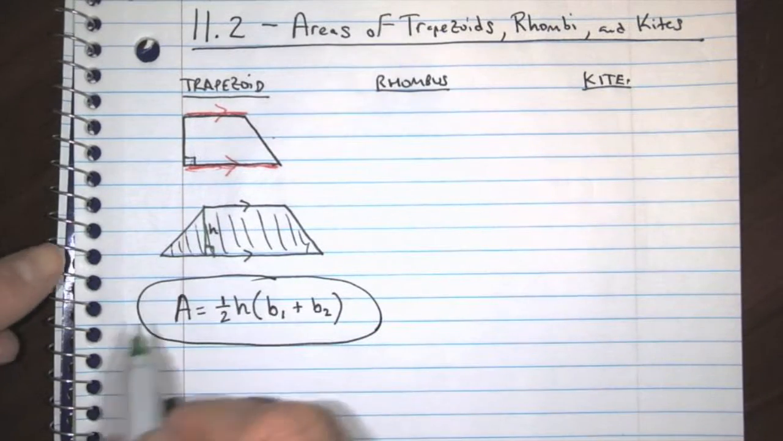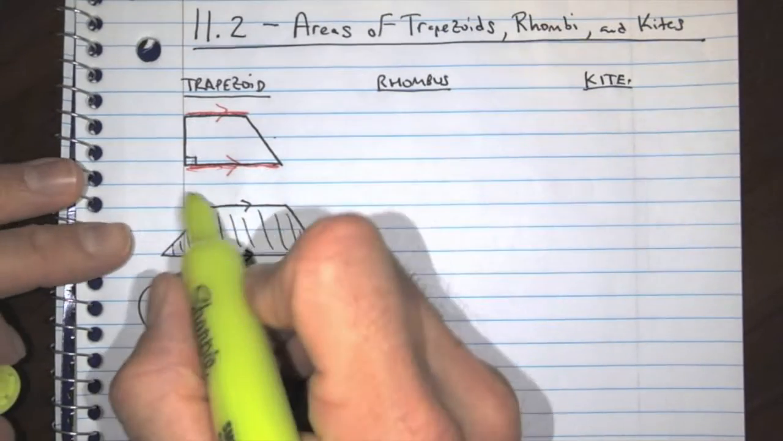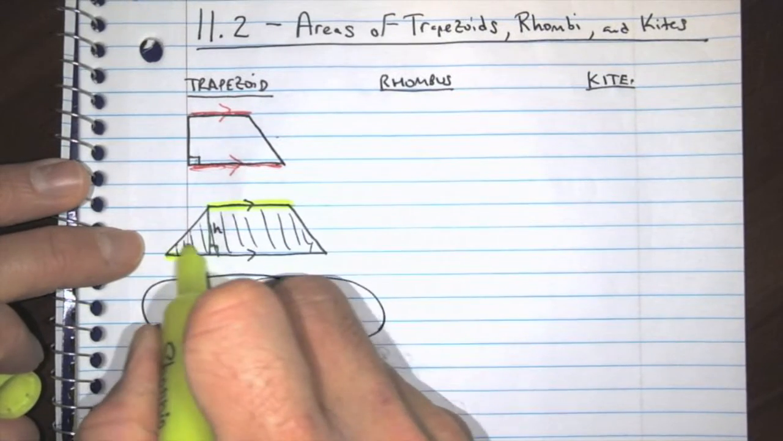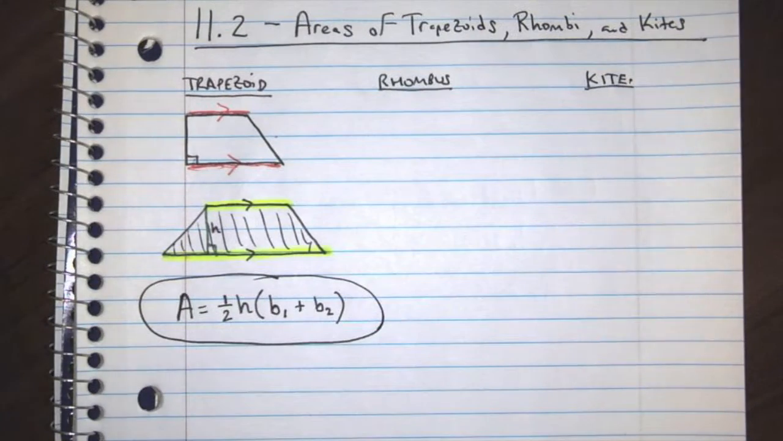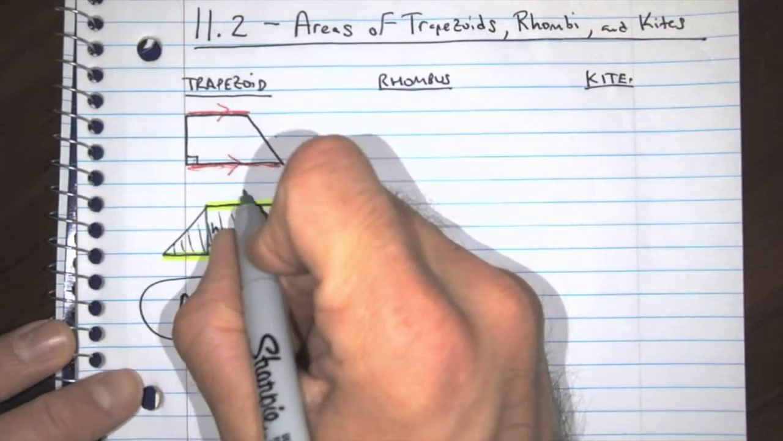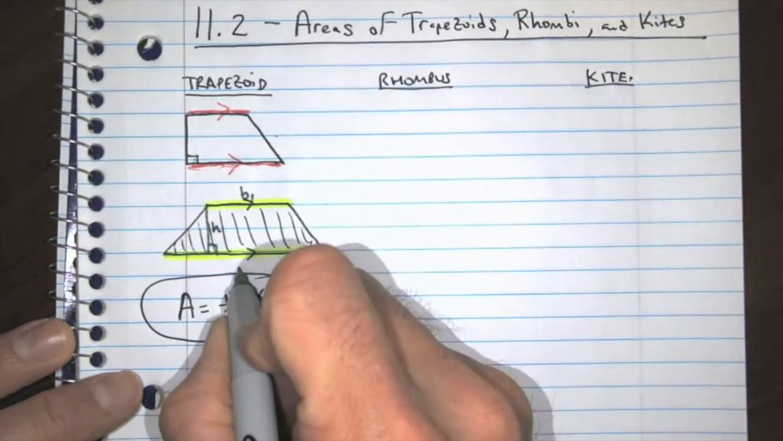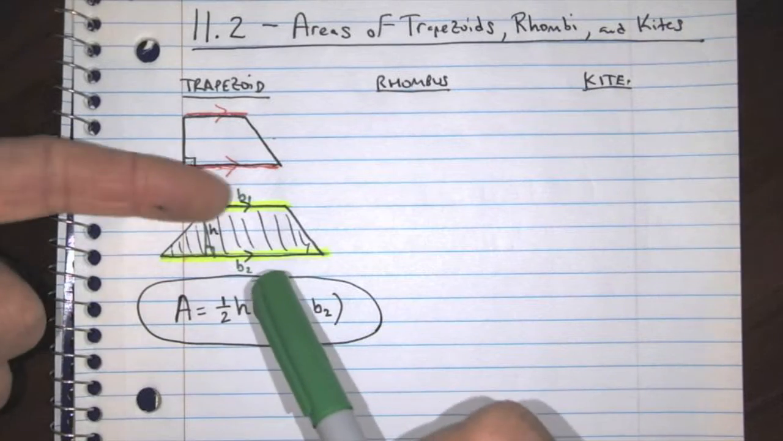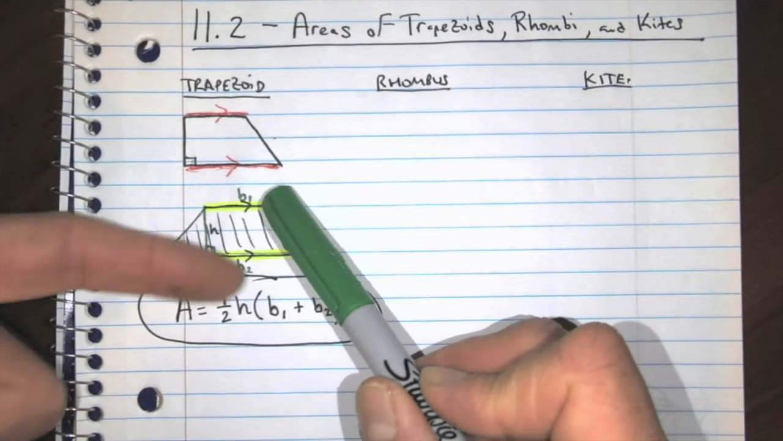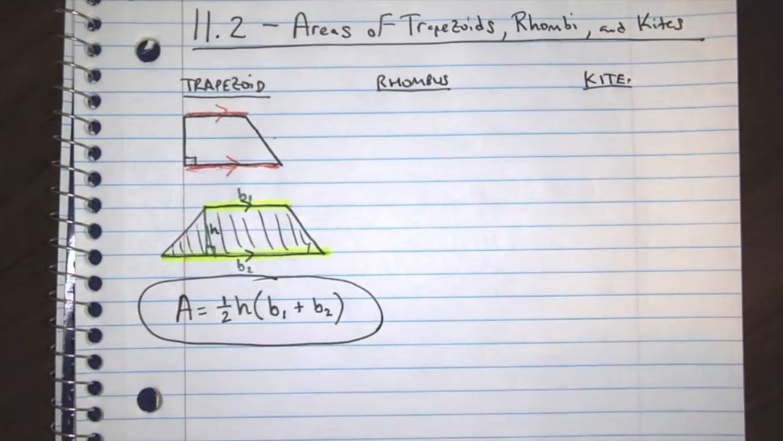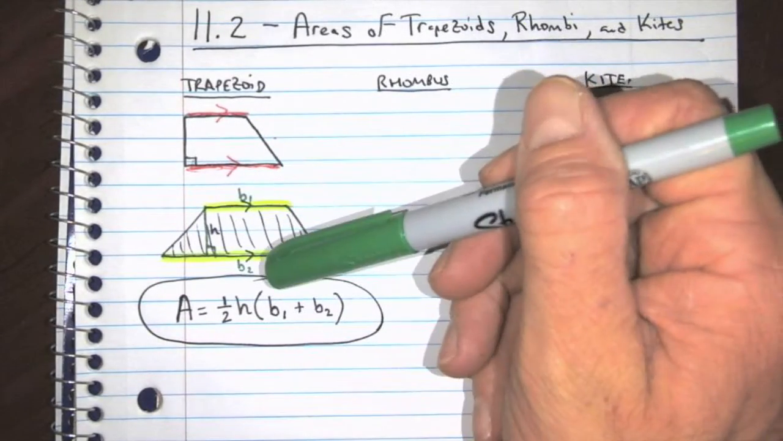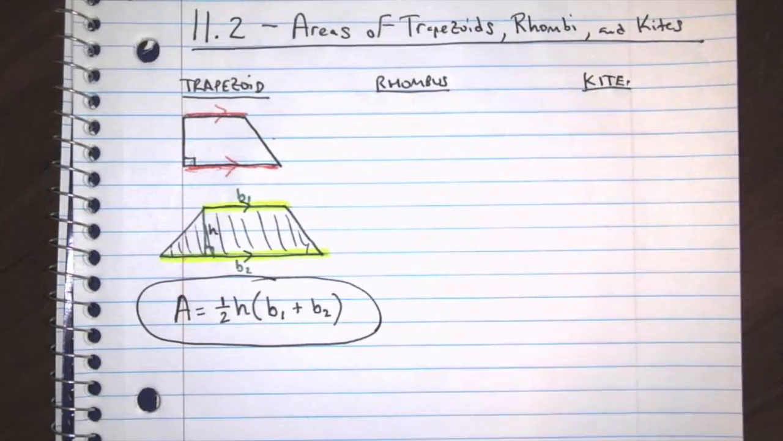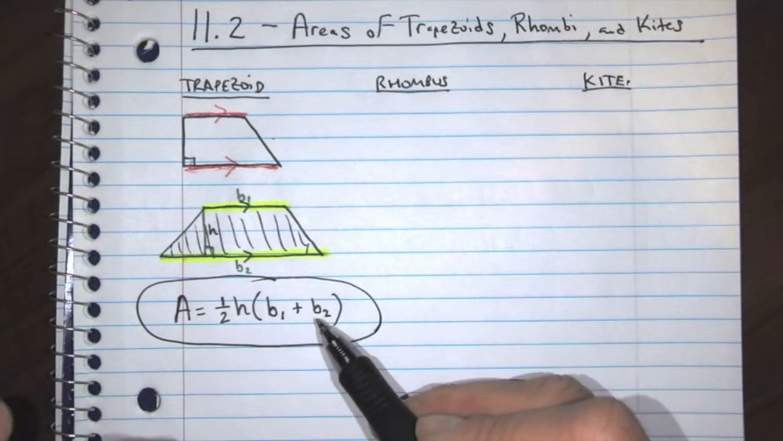Notice how these 2 bases are completely different. You got the top base and you got the bottom base. They are 2 different sizes. I'm just going to put B1 for the top and we'll put B2 for the bottom. It doesn't matter. I could have put B2 on the top and B1 on the bottom. This just means base 1, base 2 to signify that you have 2 different bases. There's your equation for the trapezoid.